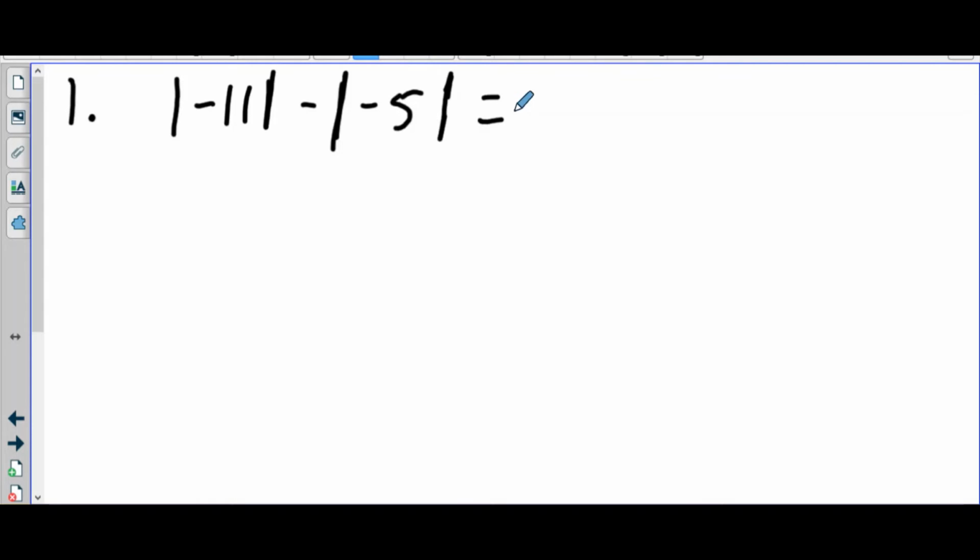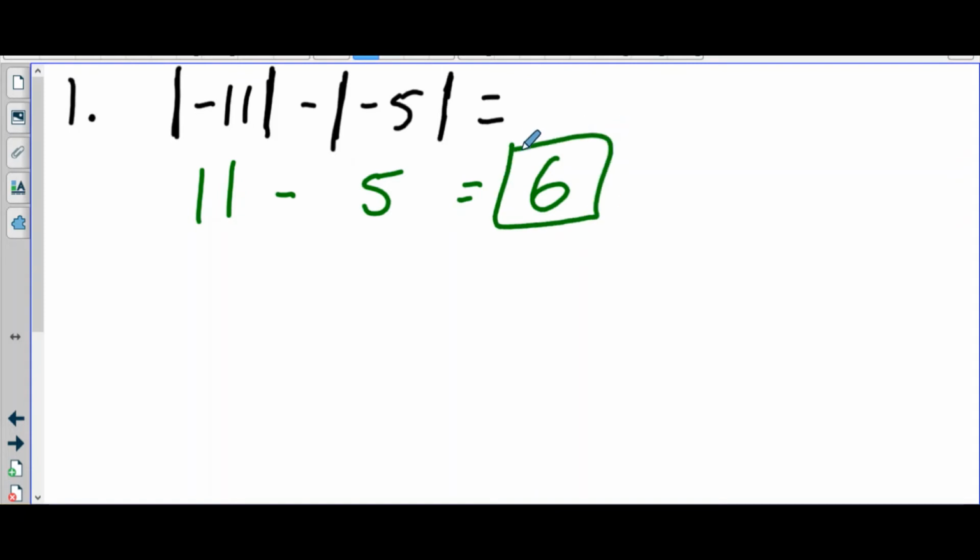So first, grouping symbols. I have two different absolute values. Those are grouping symbols. So the first thing you have to do is evaluate those absolute values. So the absolute value of -11 is 11 minus, what's the absolute value of negative 5? Just 5. And then all I have left is 11 minus 5, which is 6. So that's my answer. Okay, next I'll go ahead and do problem 2.